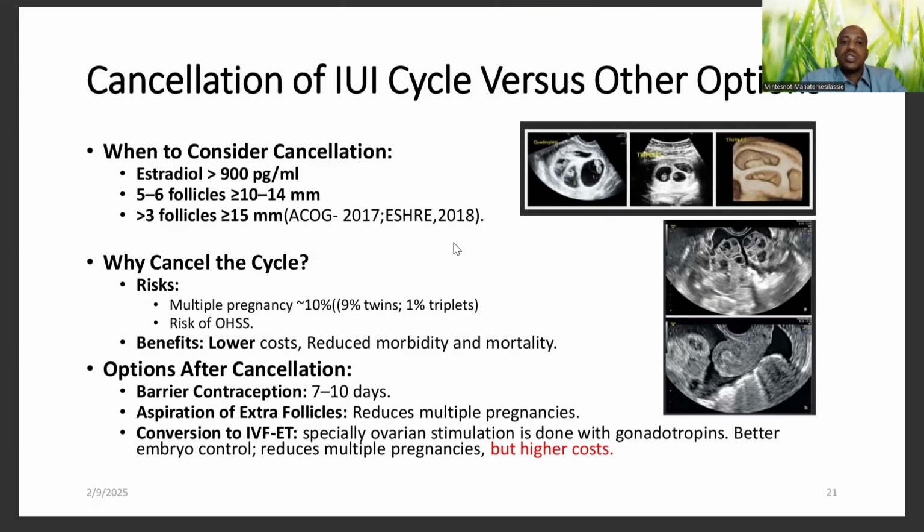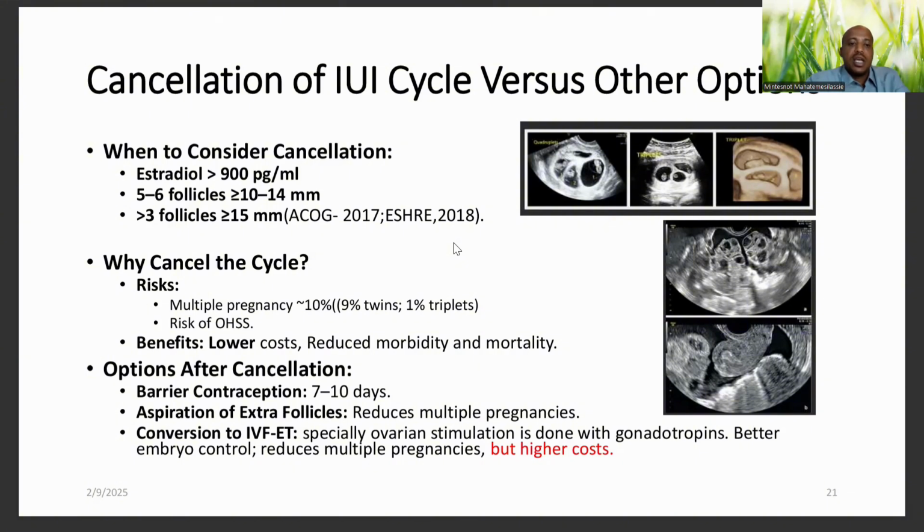If you have 5 to 6 follicles with size 10 to 14 millimeters, if you have follicular measurement more than 15 millimeters, and if you have more than 3 follicles, you have to cancel the cycle. By doing so, you can reduce the cost and you reduce the morbidity and the mortality.